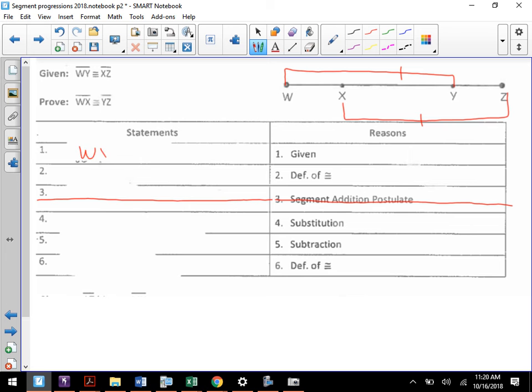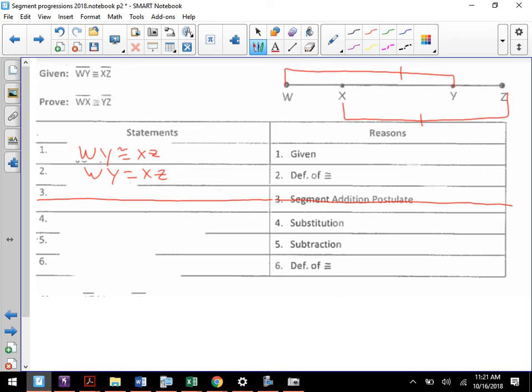WY congruent XZ. Why did they switch it to equals, you think? Oh, but why do you think they have to switch it to equals? Yeah, basically the next step. For any of the math properties that we know, segment addition, things like that, you have to be in equals. Doesn't work otherwise.